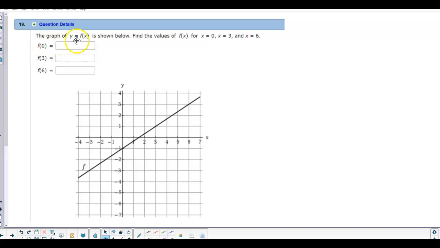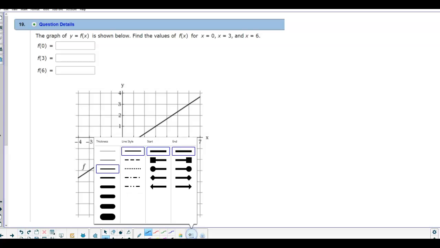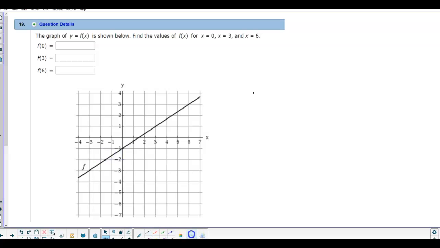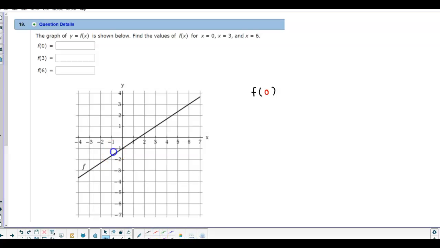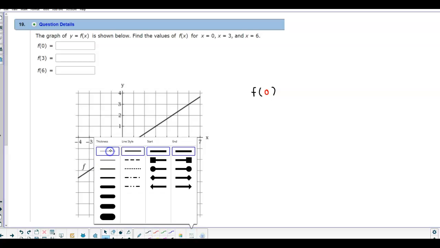Okay, the graph of y equals f of x is shown here. We want to find values of f of x for when the input is 0, when the input is 3, and when the input is 6. So, the first thing we want to do is find f of 0. So when we have 0 as our input, we want to figure out, okay, what is our output?